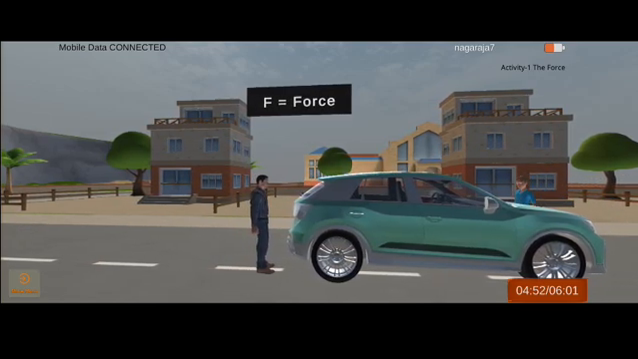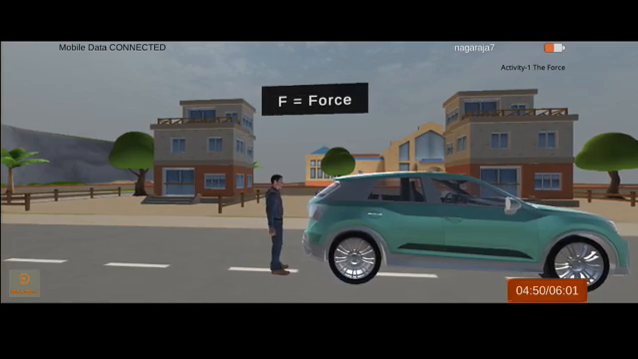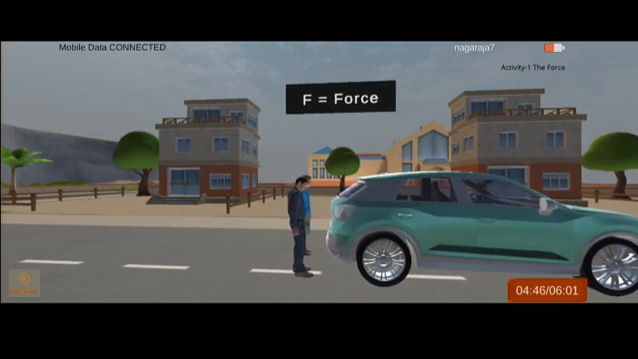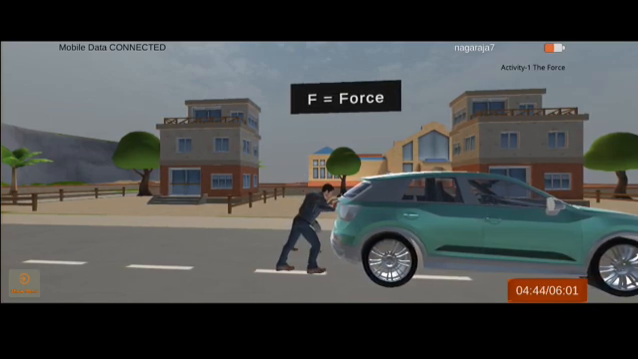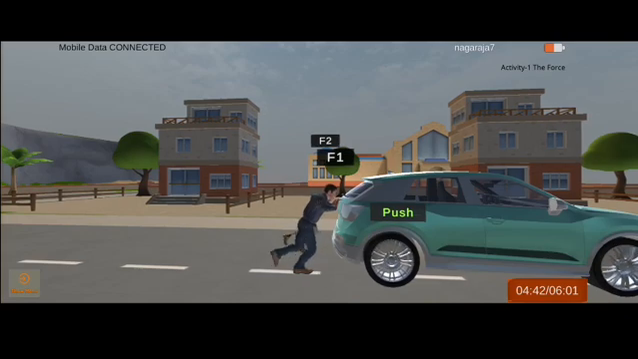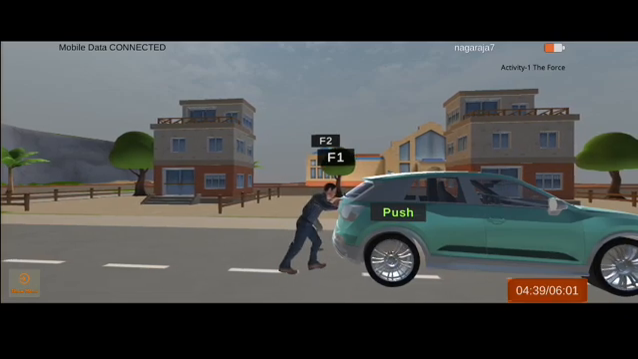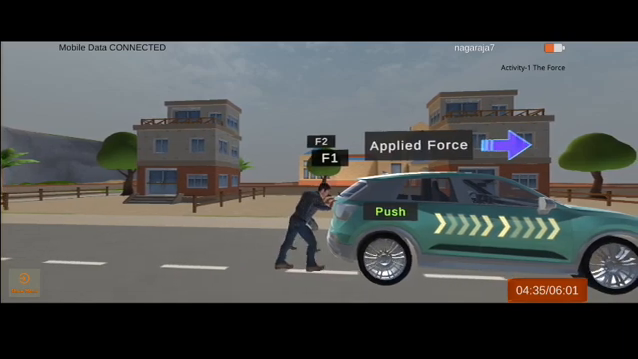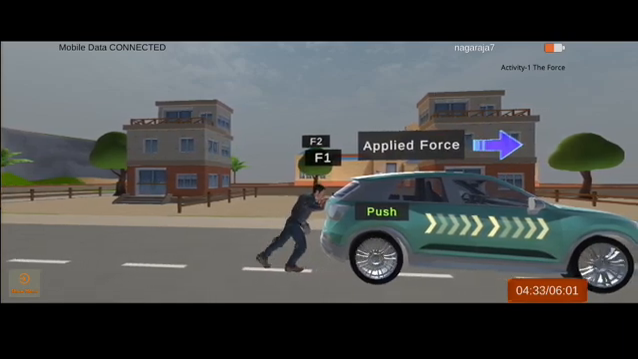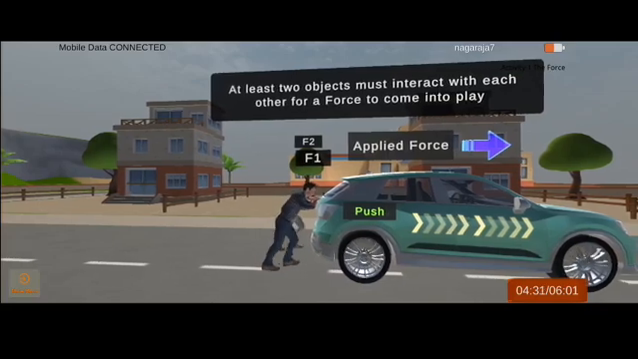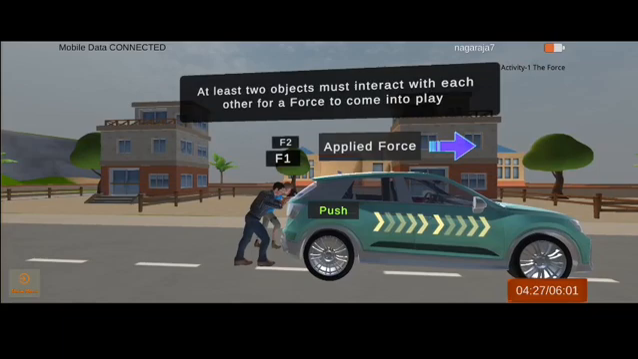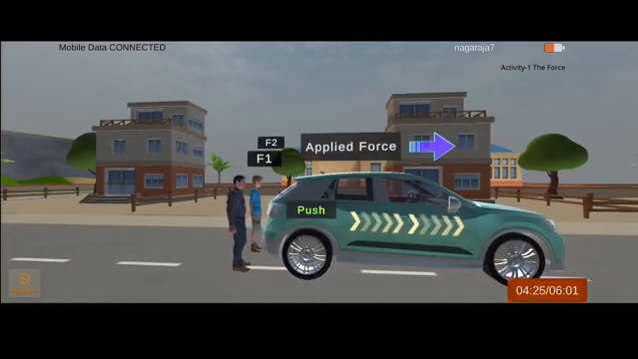Here, another person comes. Now, they both are pushing the car, and here the car is moving in the direction of the applied force. Let's see more examples.